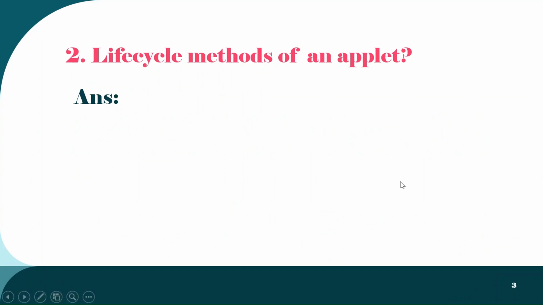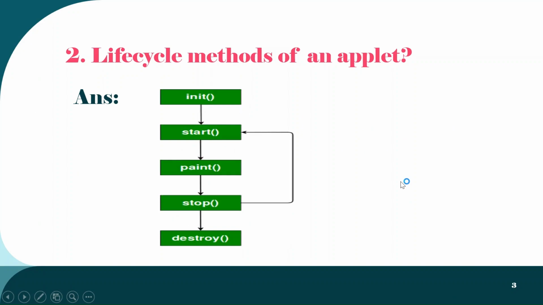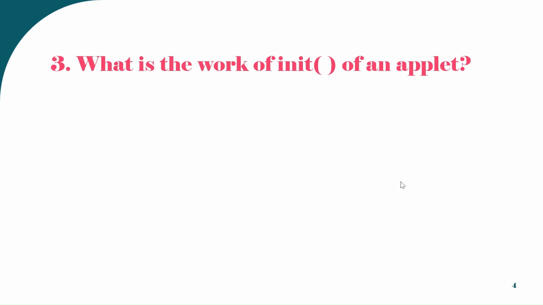Lifecycle methods of an applet. Now we have init method, start method, paint method, stop method, and destroy method. So these are the five lifecycle methods of an applet. So next slide we'll see in brief.